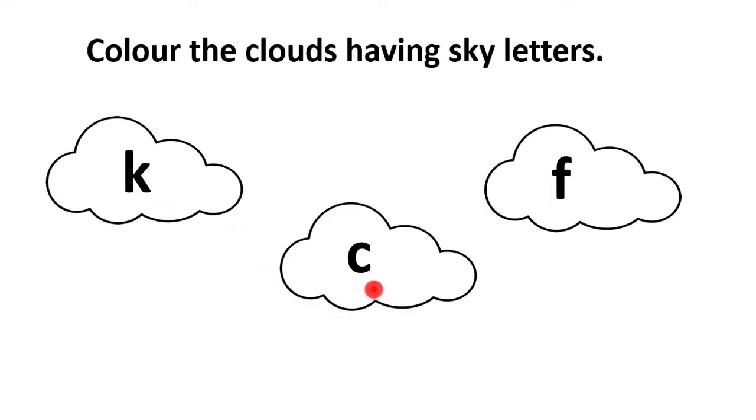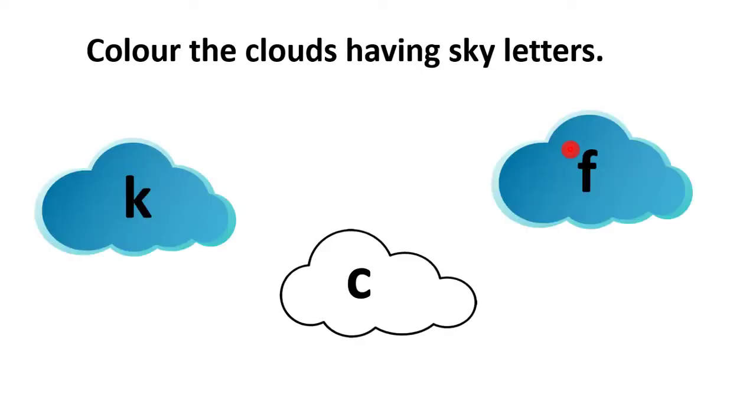K. Is it a sky letter? No, ये तो middle two lines में लिखते हैं. That's why it's not a sky letter. Is it a sky letter? Yes, ये भी sky line से start होता है. That's why it is a sky letter. So you will color these two clouds just like this.